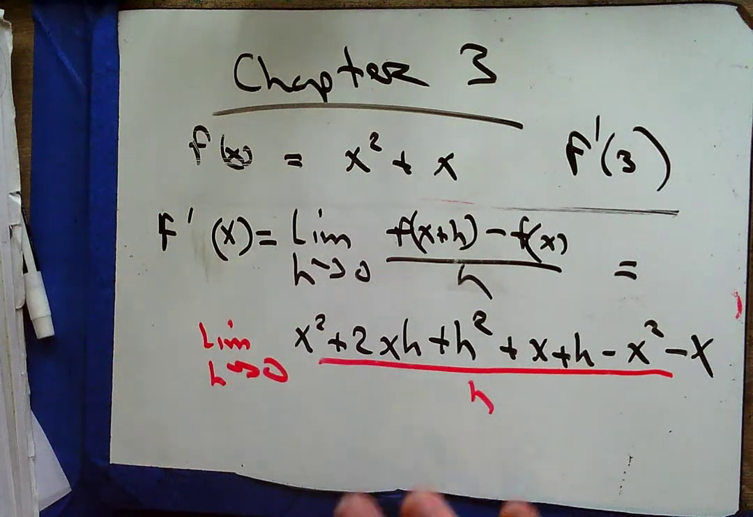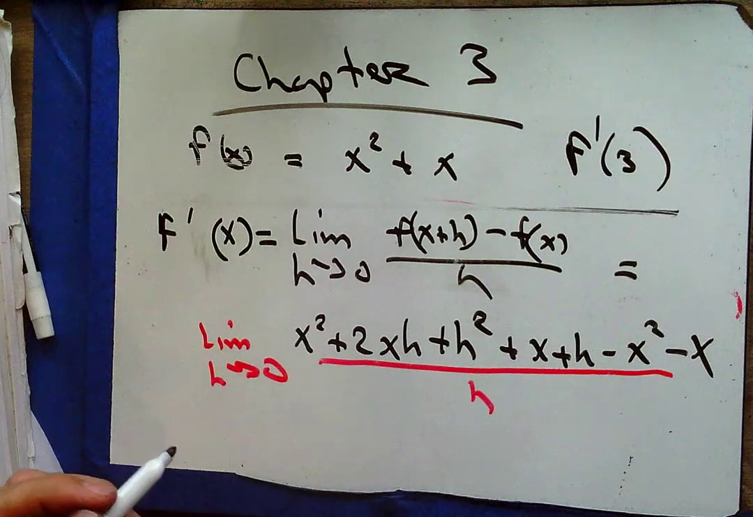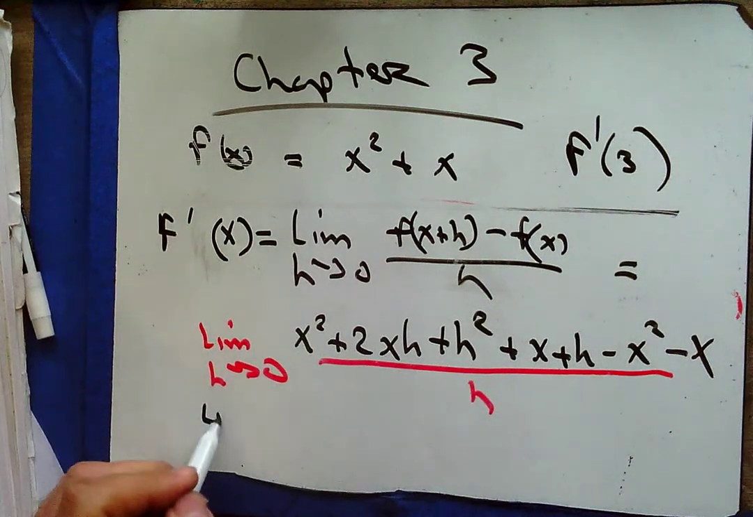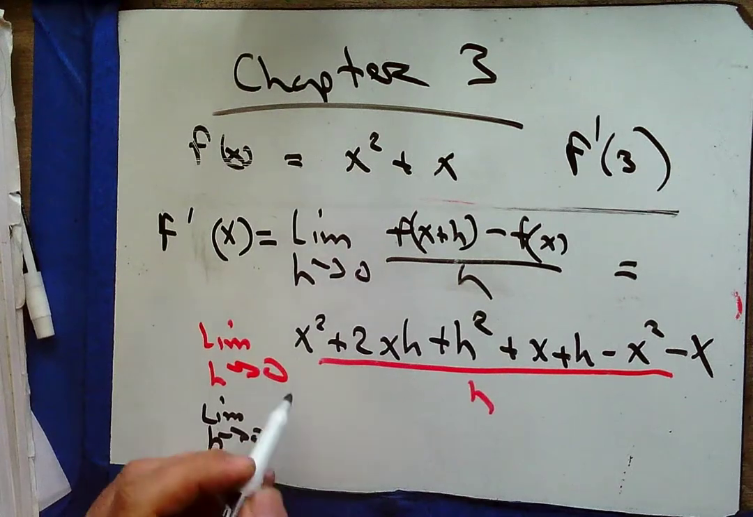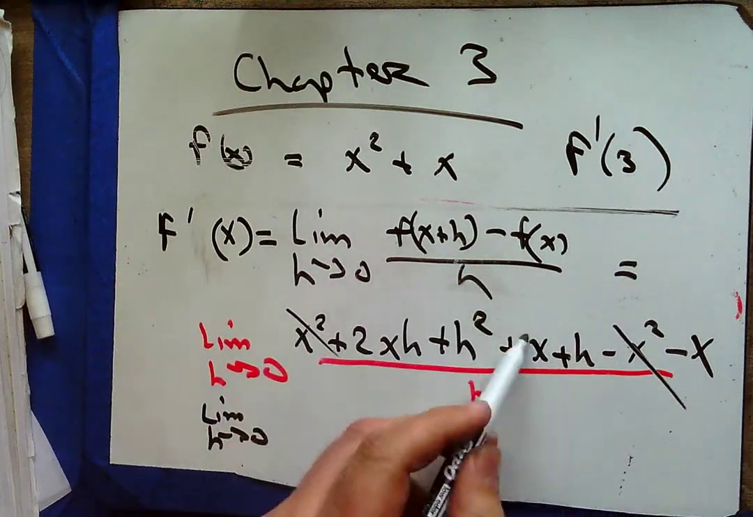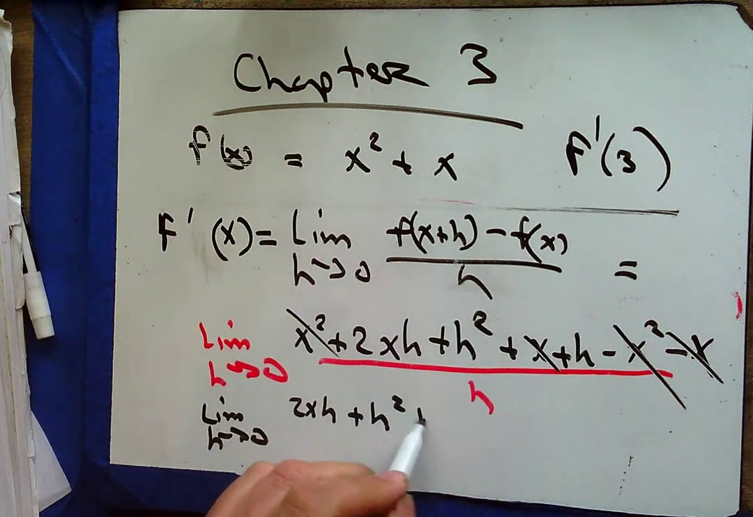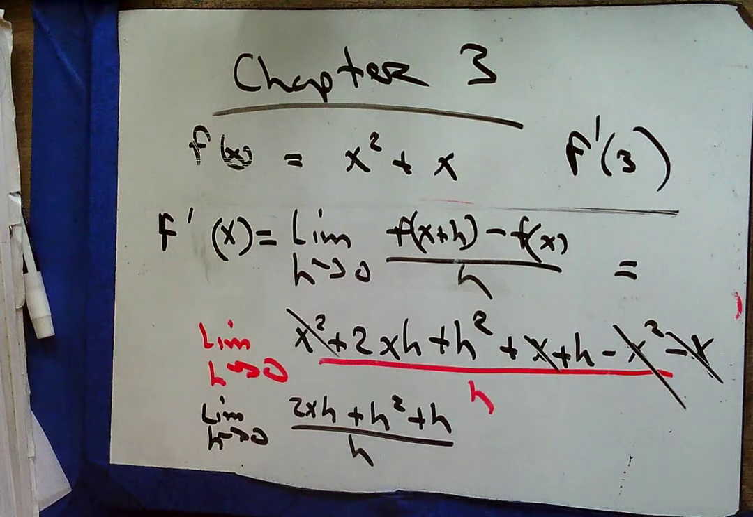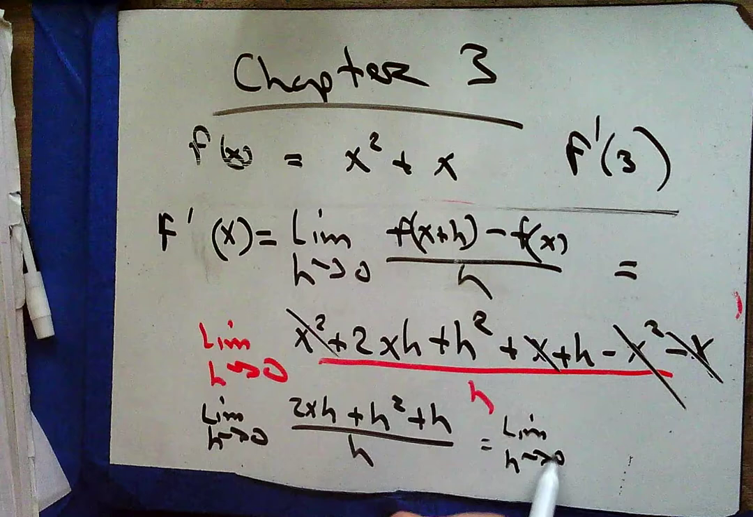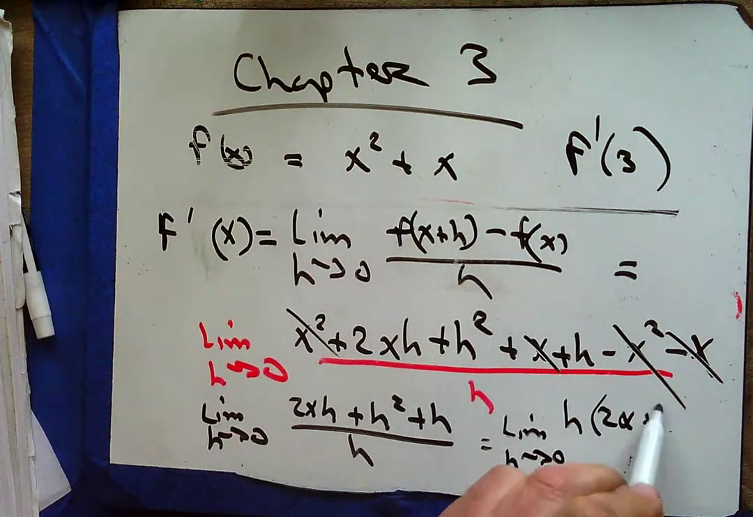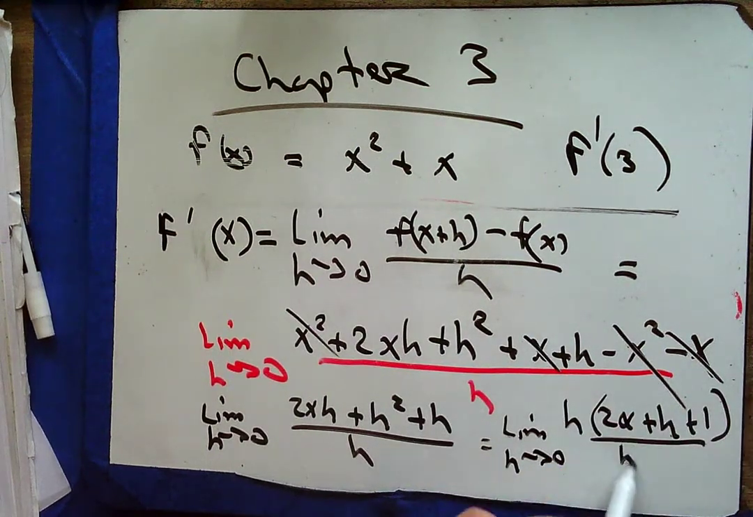Will you finish this problem and tell me what f prime of x is? Okay. Did you then have the limit as h heads to 0? The x squareds canceled, the x to the first canceled, of 2xh plus h squared plus h over h. Oh, good. So then we want the limit as h heads to 0 of 2x plus h plus 1 over h. Look, h divided by h is not 0, it's 1.